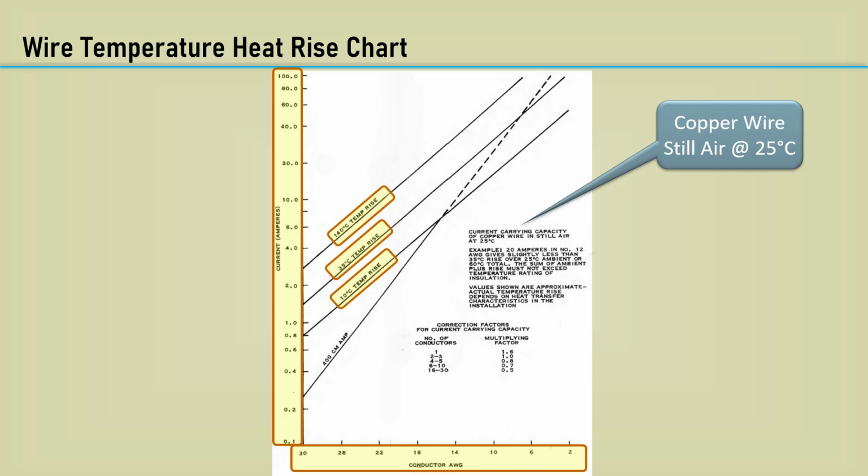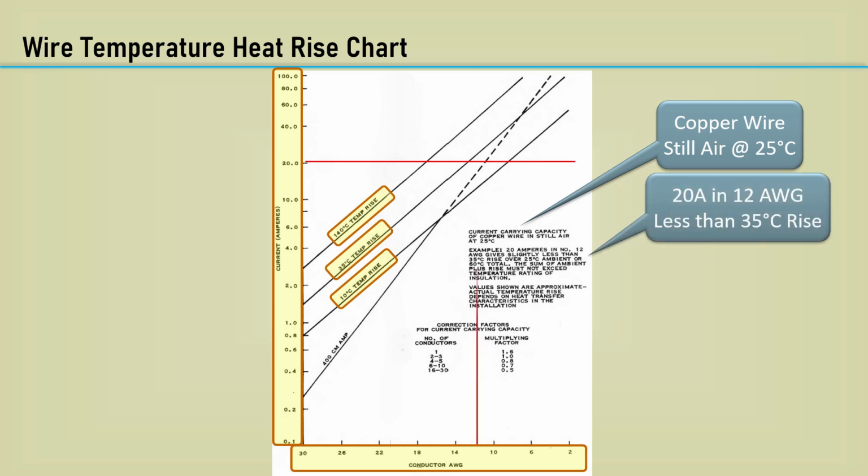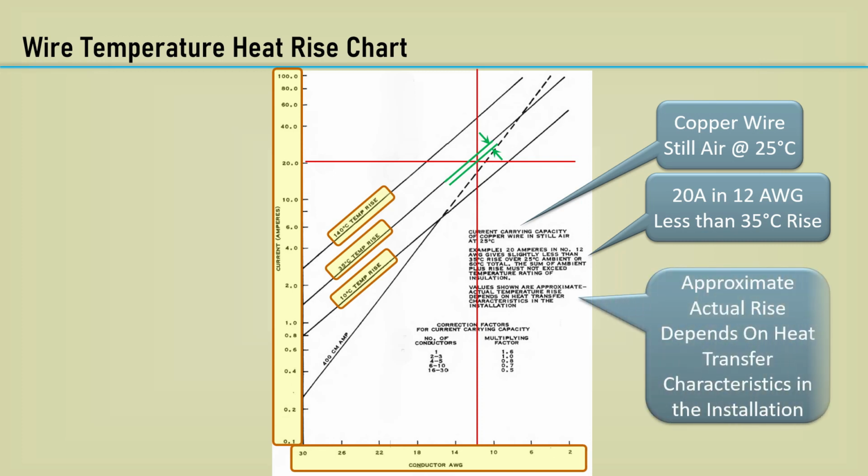For example, 20 amps in a 12-gauge wire is a little less than 35 degrees temperature rise. A 35-degree rise is prevalent in house wiring. The electrical code requires at least 12-gauge diameter for a 20-amp breaker. There is a disclaimer in the chart which states the approximate actual rise depends on the heat transfer characteristics in the installation. For instance, an application that has forced air cooling would result in a lower temperature rise.